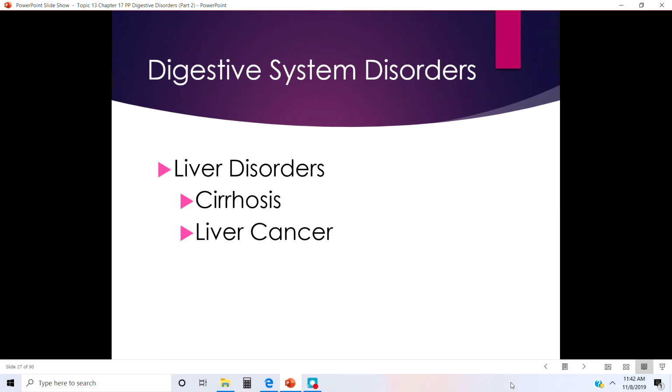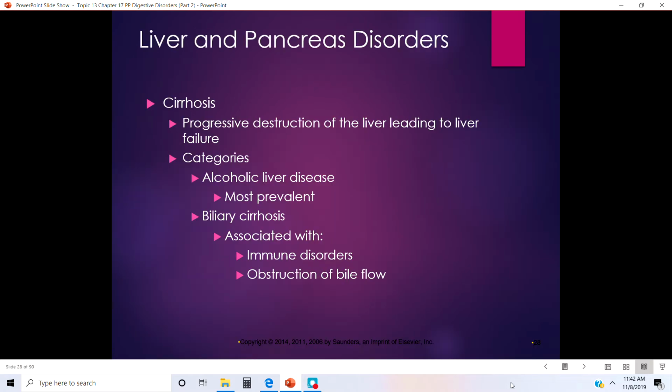In this lesson, we'll continue our discussion of liver disorders by taking a look at cirrhosis, and then we'll finish up with liver cancer. So, cirrhosis of the liver is a chronic condition, right? This is something that happens over many years. And what we see is there's a progressive destruction of the liver, leading eventually to liver failure, right?